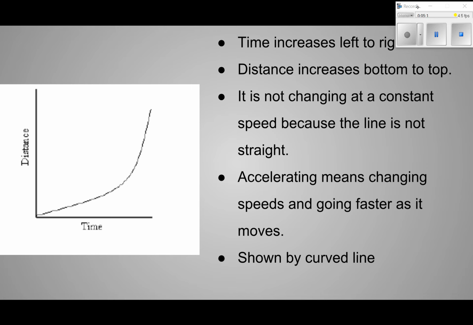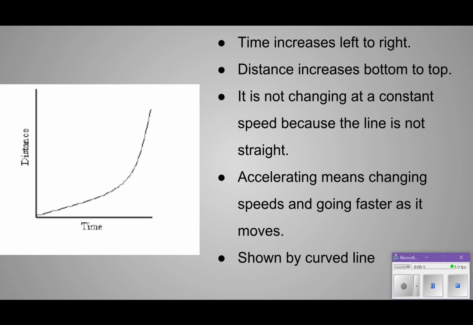But that's not really how we drive, right? Sometimes we have to speed up and slow down. So this graph is going to show us something different. Time still increases, low time, later time, and distance is increasing, so we are moving here. But notice that it's not changing at a constant speed. This line is not perfectly straight like the other graphs.